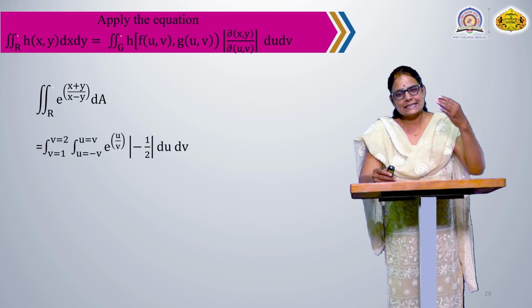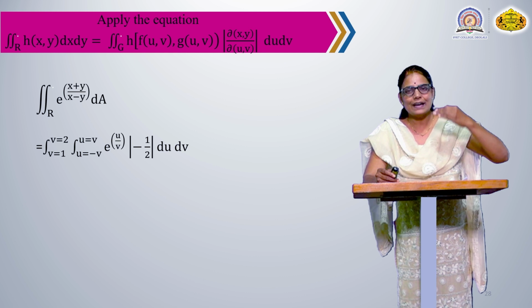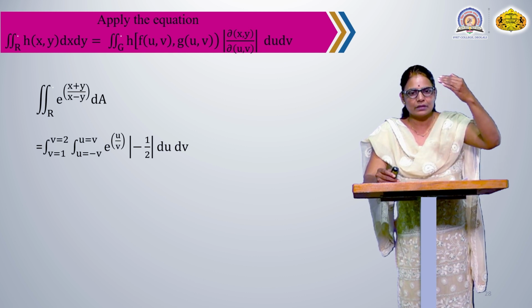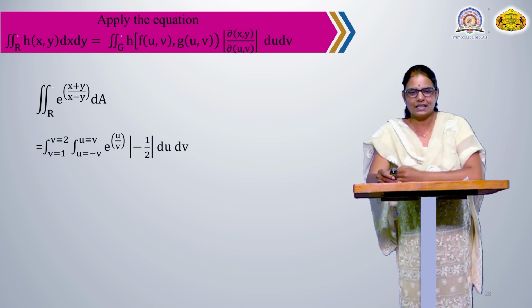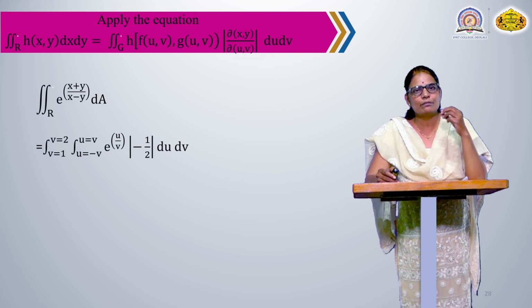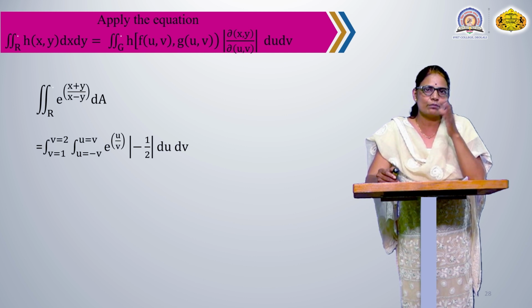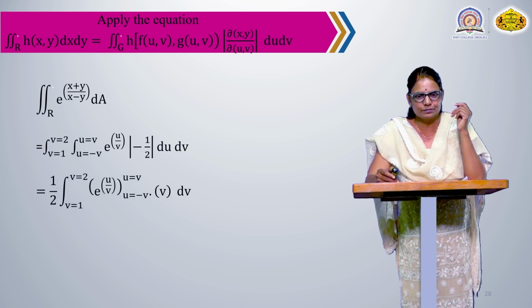Observe the region S carefully. In S, u varies from minus v to plus v, and v varies from 1 to 2. This one is direct. If we know the region is either type 1 or type 2, we already know how to express it and how to write the limits of the integration. So that is the simplest one, just put all the values here.